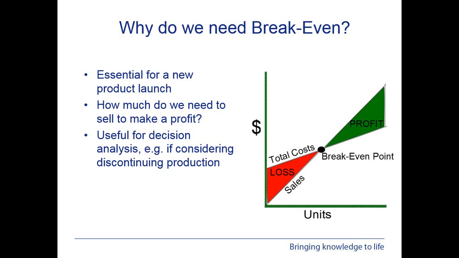The reason that we would do it is, for example, if you're doing a new product launch. If you're trying to decide how many of our units we need to produce such that we can make a profit, how many we need to sell, it can help you. Also, if you're thinking about getting rid of a product, it's quite useful for decision analysis. You can see in the chart here that the break-even is the point at which it becomes profitable, so the number of units at which our profitability is viable, really.